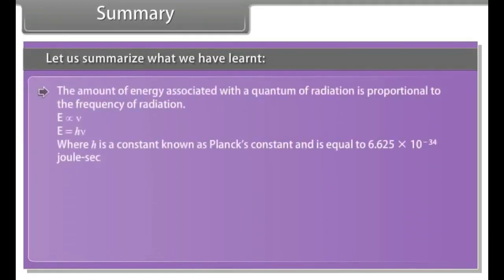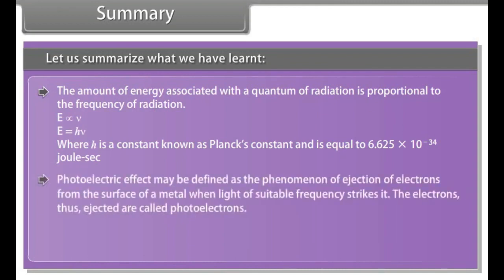The amount of energy associated with the quantum of radiation is proportional to the frequency of radiation, where h is a constant known as Planck's constant and is equal to 6.625 into 10 raised to the power minus 34 joule second. Photoelectric effect may be defined as the phenomenon of ejection of electrons from the surface of a metal when light of suitable frequency strikes it. The electrons thus ejected are called photoelectrons.